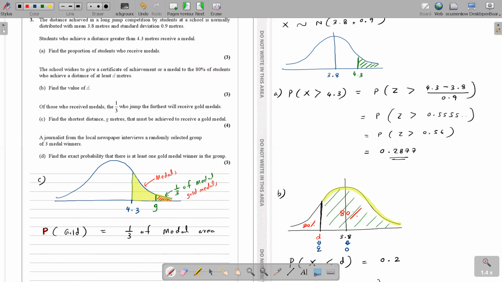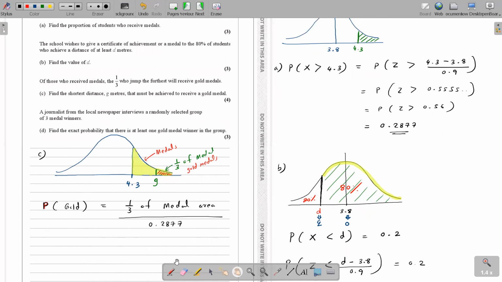Isn't it? 1/3 of the medal area, but that should be divided by what? It's 0.2877, because you are not taking the full population. We are only taking that section of the population. How much is the answer?